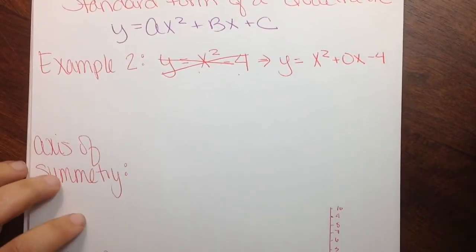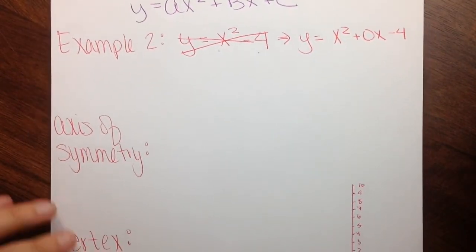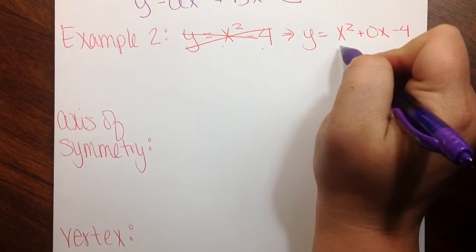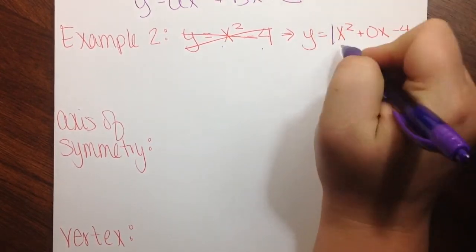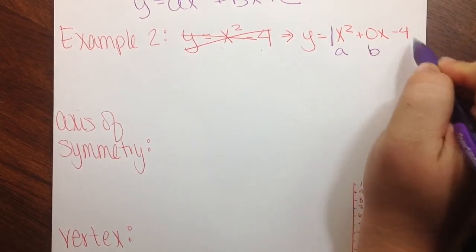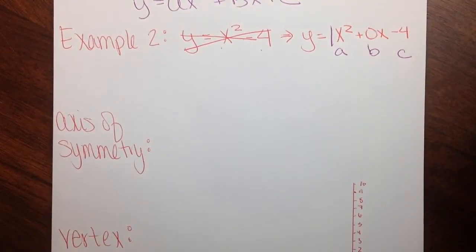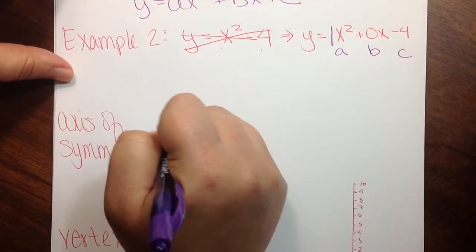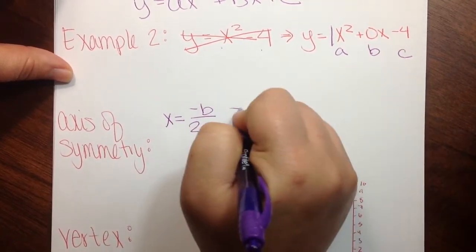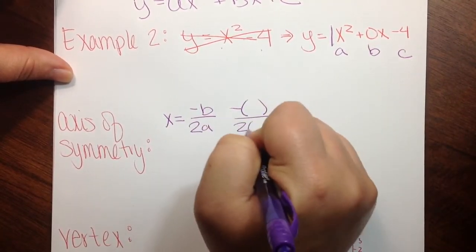So again, first things first, I'm going to label. If there's nothing in front of x, that would be a 1. That's our a. That 0 would be our b. And this -4 would be our c. To find the axis of symmetry, we have to know that formula. x equals -b over 2a. I have us write it in parentheses, not to mess up the negatives.